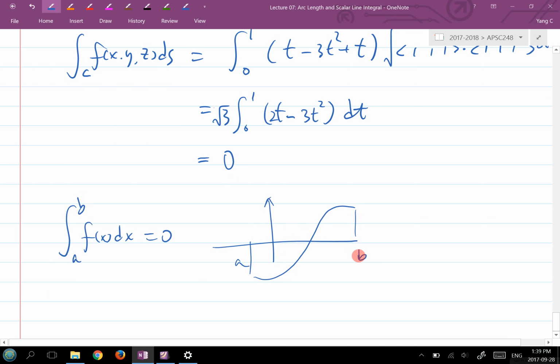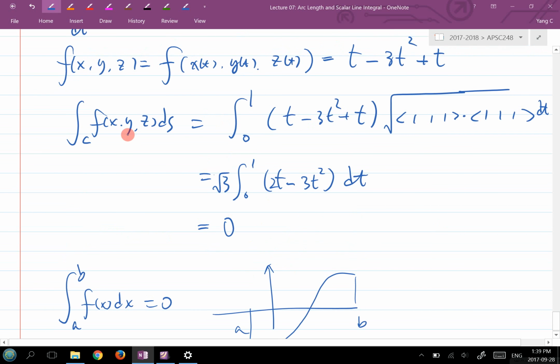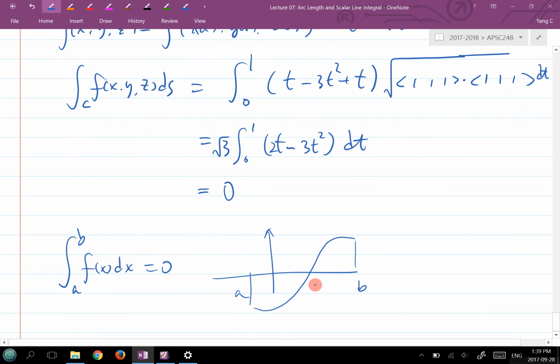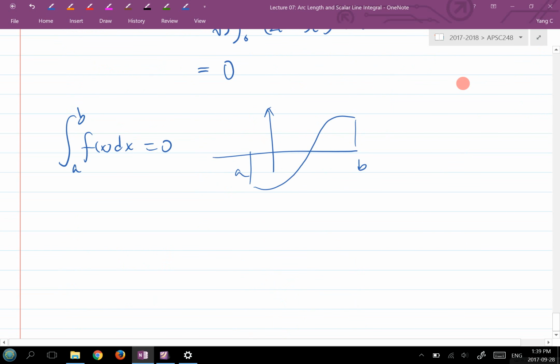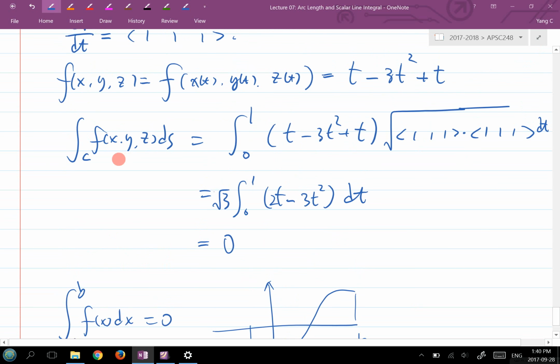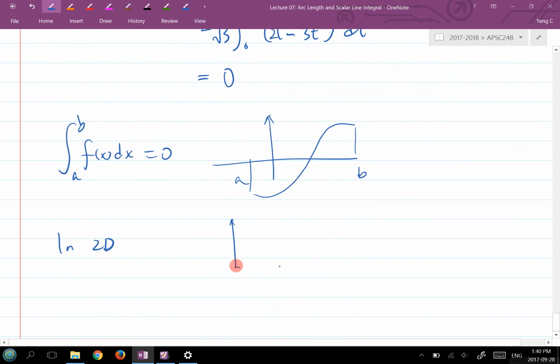So this is actually the point I want to make here. What's the physical meaning of this? When you integrate a single variable function from A to B, it gives you the total area underneath the curve. So how about the scalar line integral? Let me consider it in 2D, because in 3D you can't imagine anything at all. In 2D, let me illustrate this.